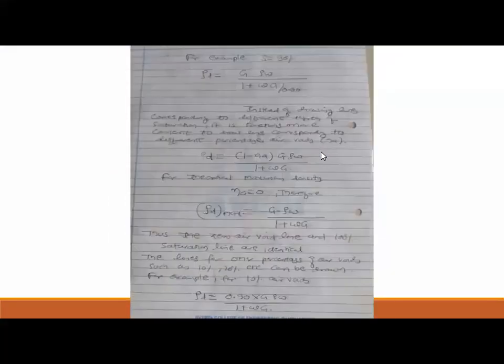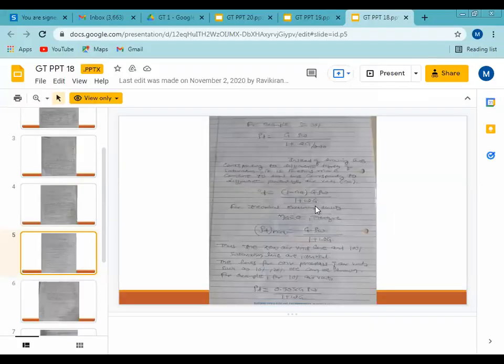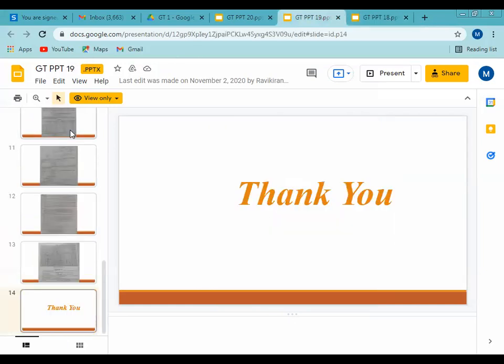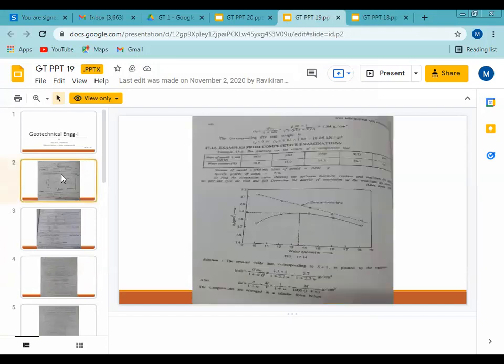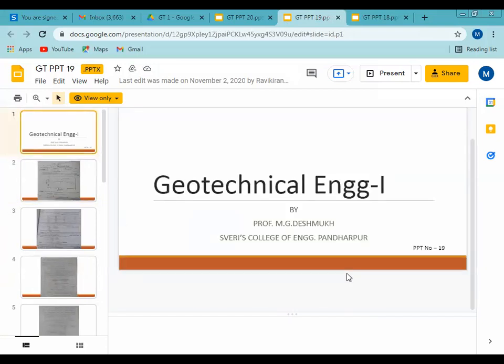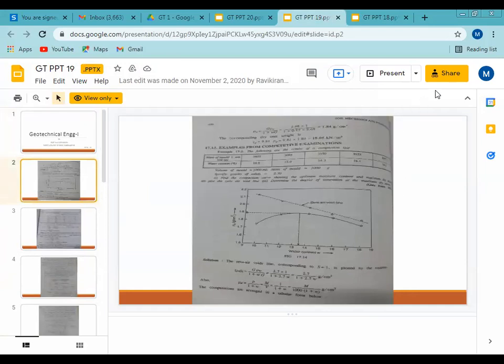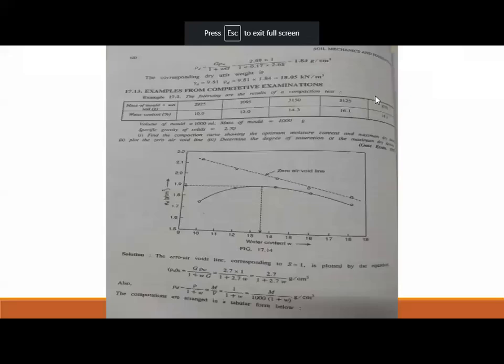Okay, hoping that you have taken this one. Now I will go for the next. So this is the question. Next question. So this is from competitive exams. It is given. So the following are the results of a compaction test. Please take down. The following are the results of a compaction test.